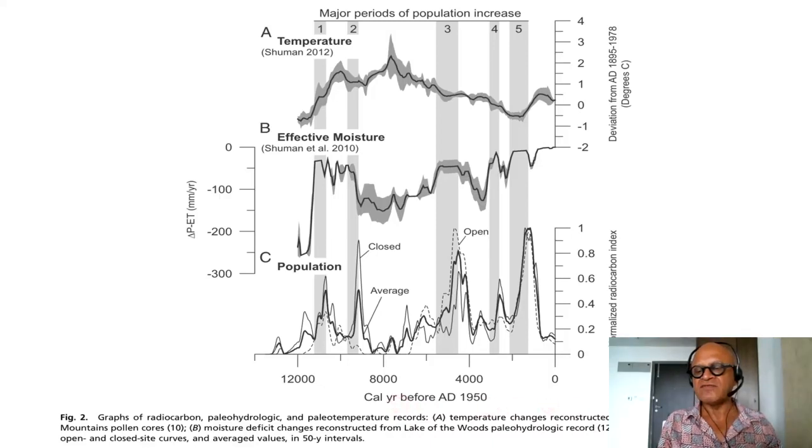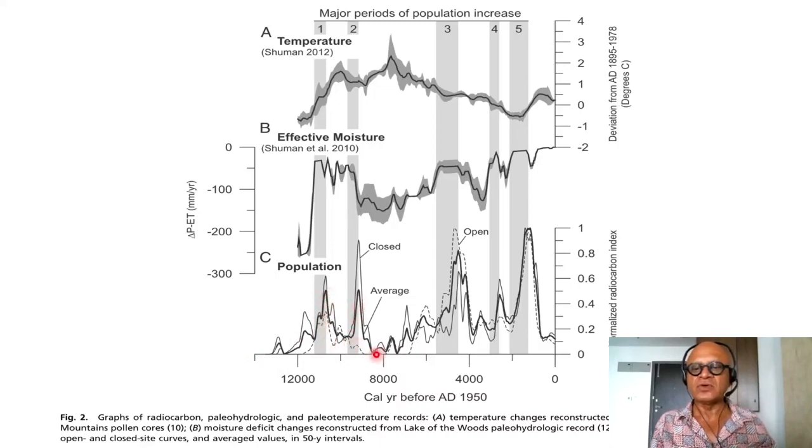Temperature changes are reconstructed from Yellowstone and Bighorn Mountain pollen cores. Moisture deficit changes are reconstructed from the Lake of the Woods paleographic record, and these are summed probability values, open and closed site curves, and averaged values in 50-year intervals. So it's an interesting plot because we start by looking at the normalized radiocarbon index, going back to about 15,000 or 14,000 years, so definitely after the glacial termination had started, and we had some hiccups in terms of the Younger Dryas and so on.